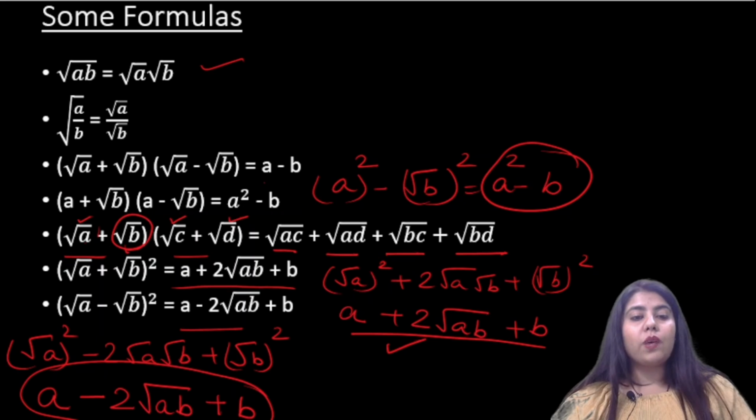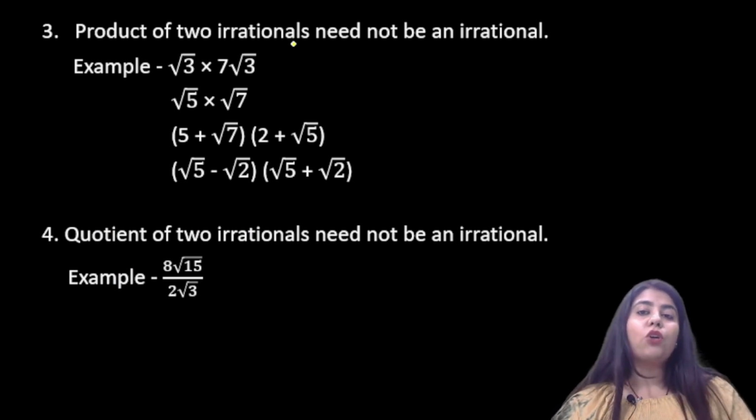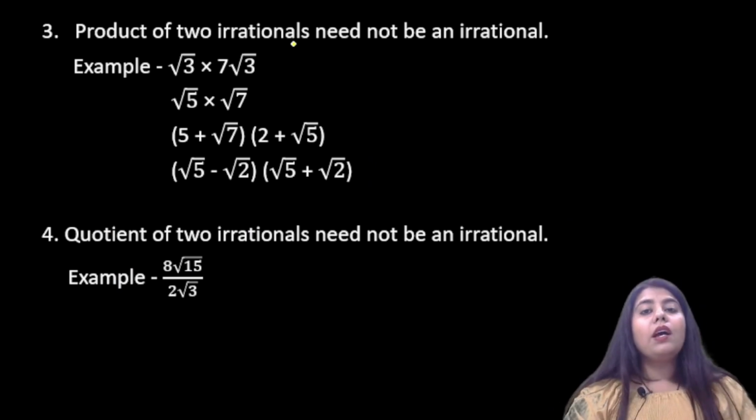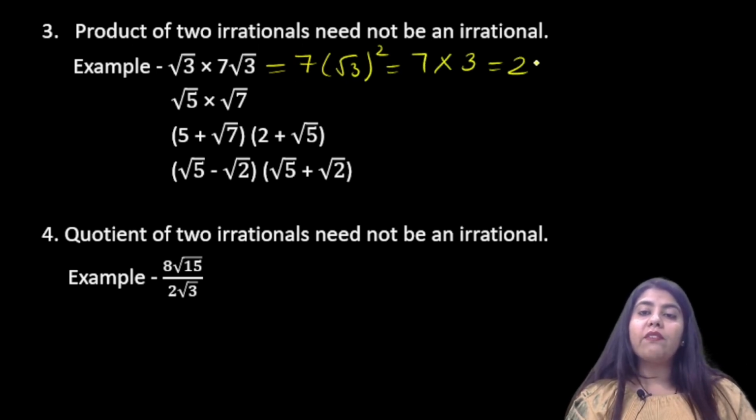Now see the next one. We were doing the operations on irrational numbers. Now the third is: the product of two irrational numbers need not be an irrational number. Like if we take the example root 3 into 7 root 3. We can write 7 as it is, and we have root 3 and root 3 two times, so it will become root 3 square. So it is equal to 7 multiplied by 3, which is 21, and it is a rational number, right?